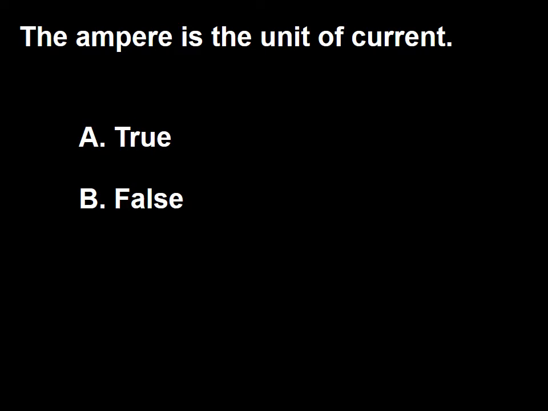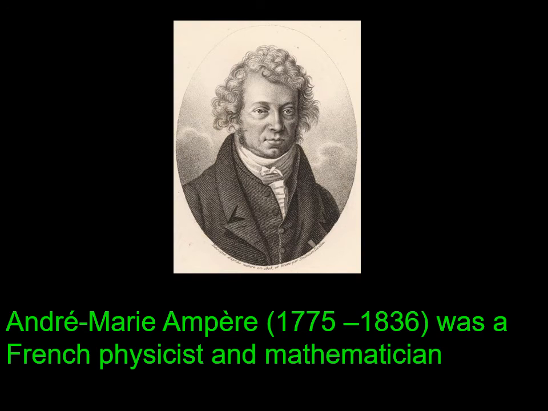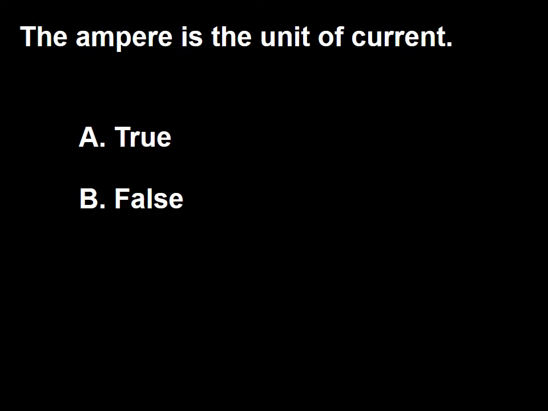Next question. The ampere is a unit of current. A true, B false. The ampere was named after this man. The ampere is the unit of current, that is coulombs per second. So the answer to this question is A.